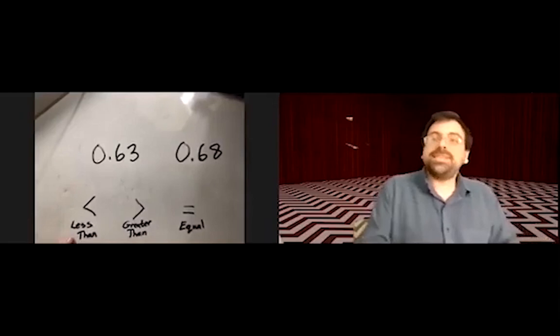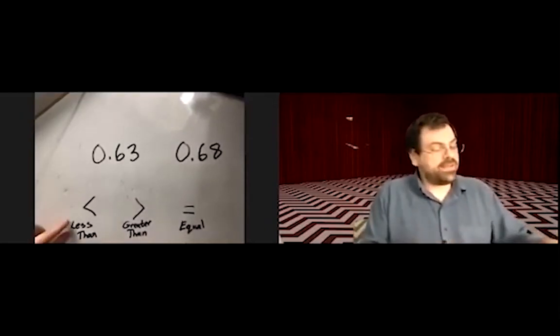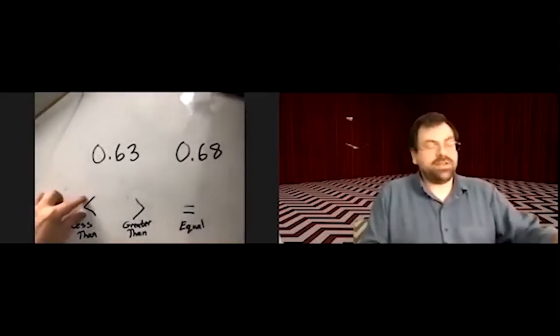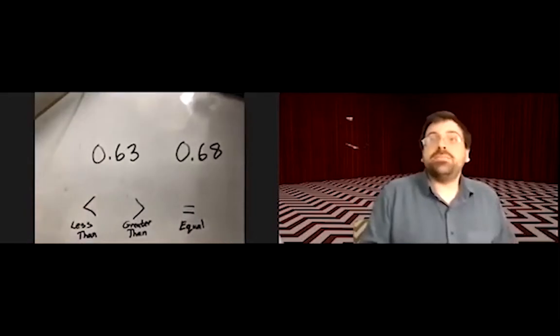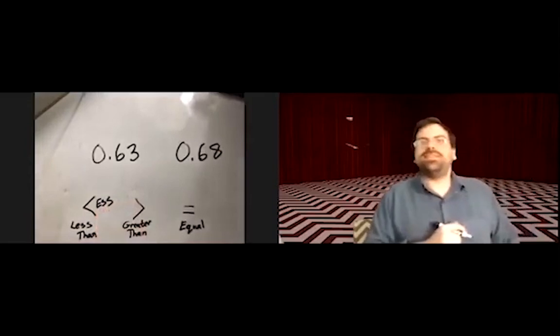The way you can keep less than and greater than straight is that the L in less, when you tilt it, makes the less than shape. Less. See it?